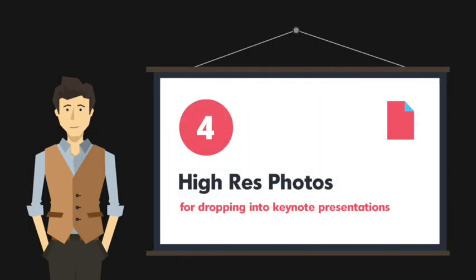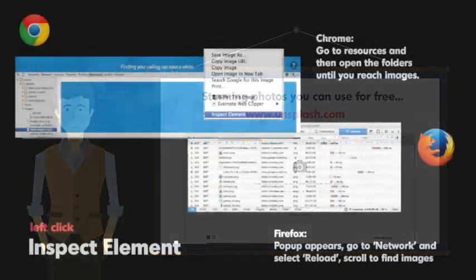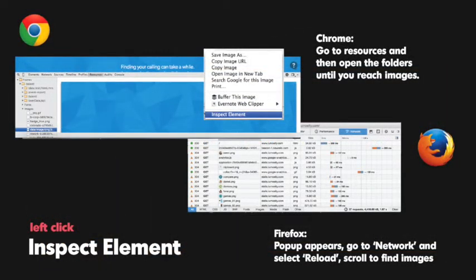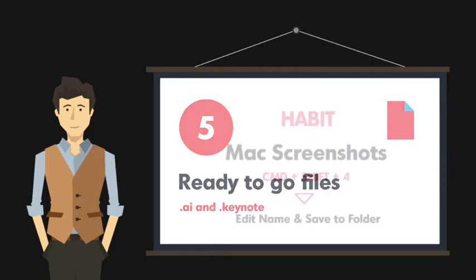I have a folder for high-resolution photos that I can drop into Keynote presentations. The website www.unsplash.com is a great source of free high-res images. You can also use the Inspect Element tool in your Chrome or Firefox browser to grab high-res images from any website you find. And finally, I have a folder for ready-to-go Illustrator files and presentation files.